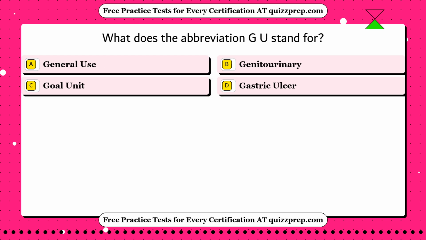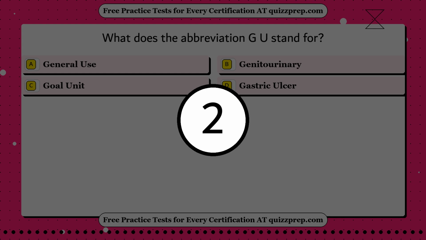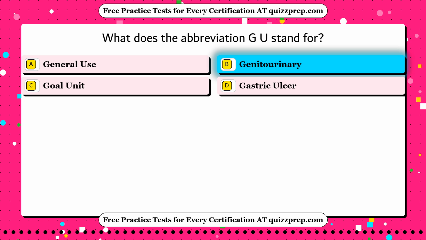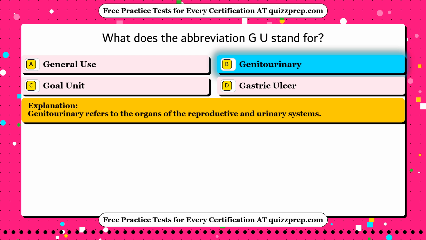Question 48. What does the abbreviation GU stand for? Option A, general use. Option B, genitourinary. Option C, goal unit. Option D, gastric ulcer. The correct answer is option B, genitourinary. Genitourinary refers to the organs of the reproductive and urinary systems.